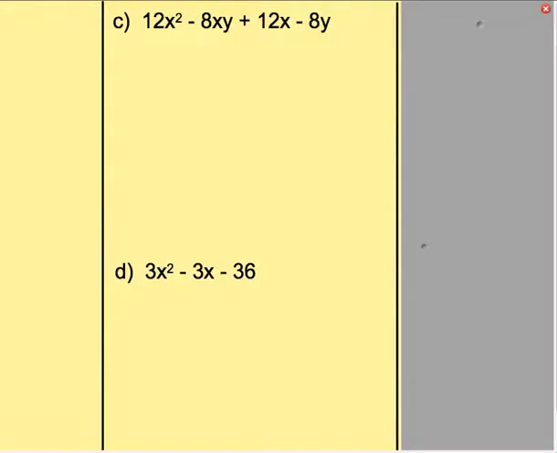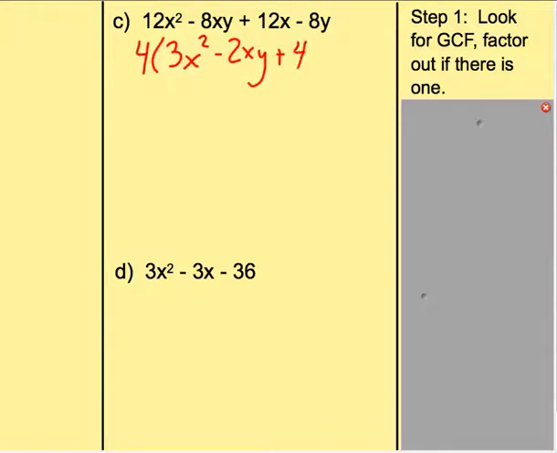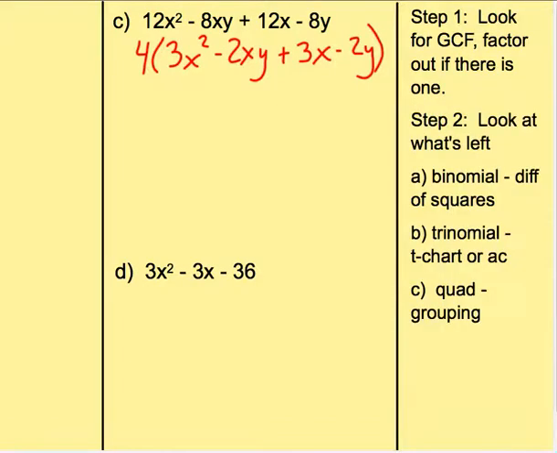We're going to look at two more quick. So step 1, do we have a GCF? Looking at all 4 of my terms, yes, they have a 3 in common. So I'm going to divide that out of each term. All right, and then you look at what's left, and can you keep factoring?